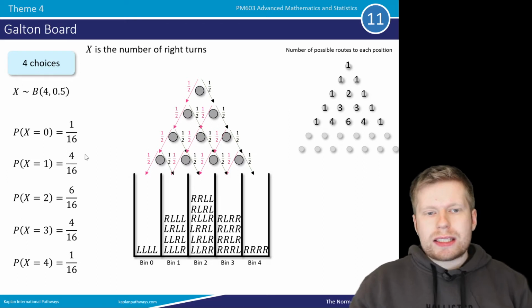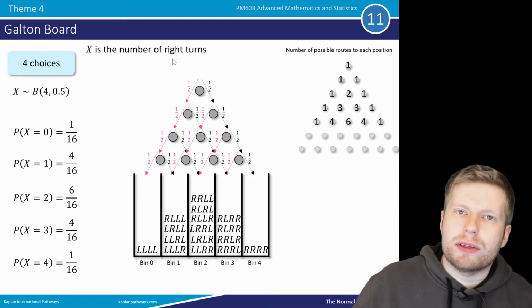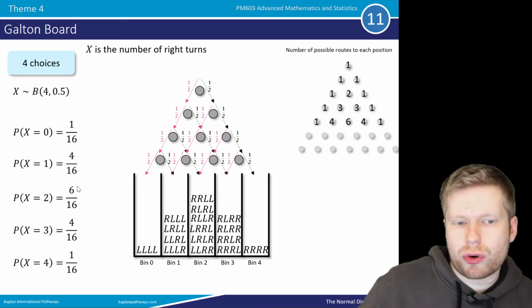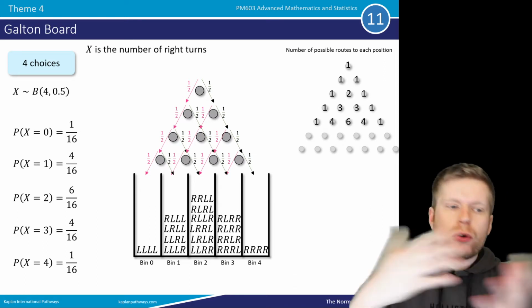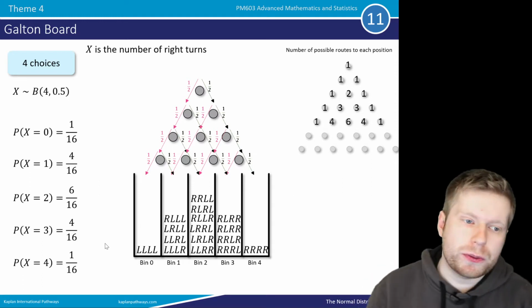And you notice that there's always a symmetry going, because in this case we're looking at the number of right turns. But because there's an equal chance of going left and right, the reason there's a symmetry is that it doesn't matter whether I look at the number of right turns or the number of left turns. It should still be the same probabilities, okay? It'd just be backwards, all right?